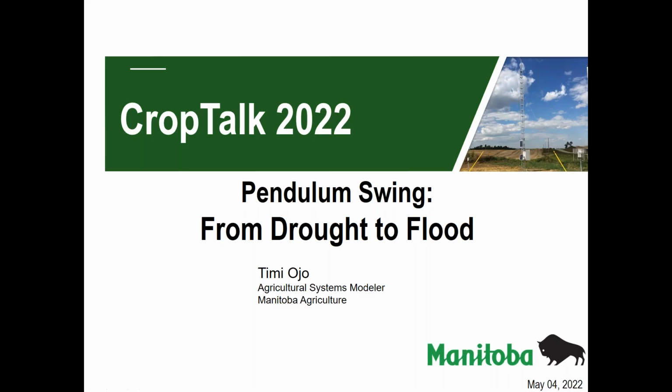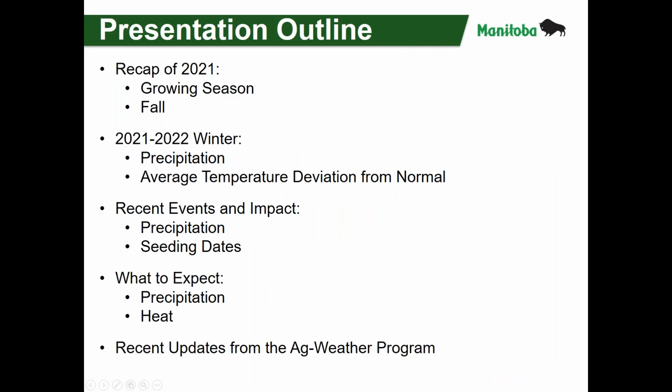Okay, thank you very much for that introduction, Lionel, and welcome everyone to this year's Crop Talk. I decided to title my presentation "The Pendulum Swing," going from one end of the pendulum to another. I'll just give a quick presentation outline: a quick recap of the year that was last year, the growing season and fall, and then another overview of the past winter and the recent events and its impact, and we'll wrap up with what to expect. I always like to also provide a bit of an update on what the Ag Weather program is doing.